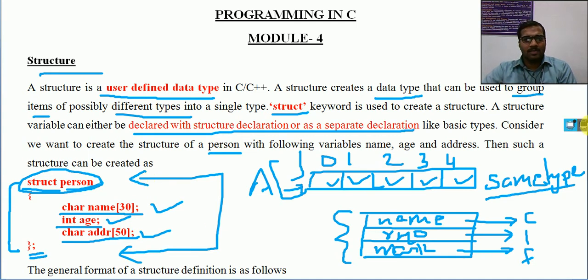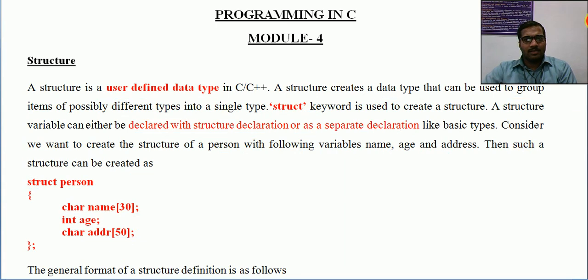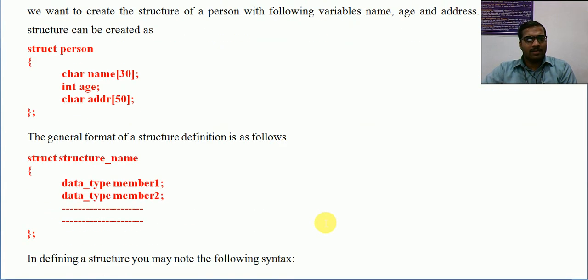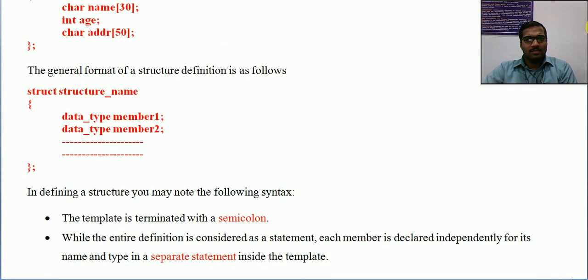We'll see the general format. It will be like struct, then the structure name. It is like a function name, a user defined name. Then opening brace, data type member 1, data type member 2, up to data type member n, then closing brace, semicolon. This forms a user defined data structure.